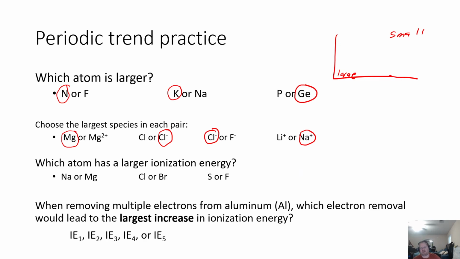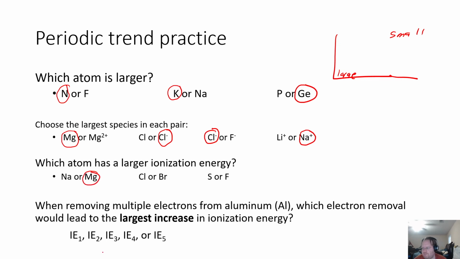So for the trend of ionization energy, we have the question which of these has a larger ionization energy. So we compare sodium and magnesium. Sodium will require less energy to lose its electron because it's further to the left. And so magnesium will require more energy.